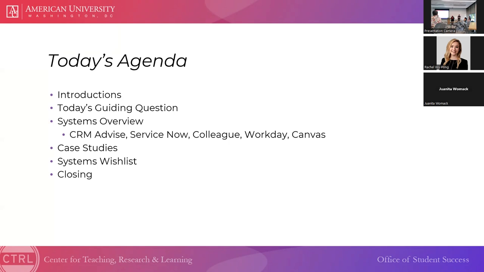Then we'll go back and talk about some wish lists. So we know that we're moving into a Workday environment, so let's talk about the wish list. We're going to talk about our systems and how we utilize them, but maybe wish lists. What do we wish we had access to that will allow us to help the students in those situations? And then we'll close out and have some more discussion.